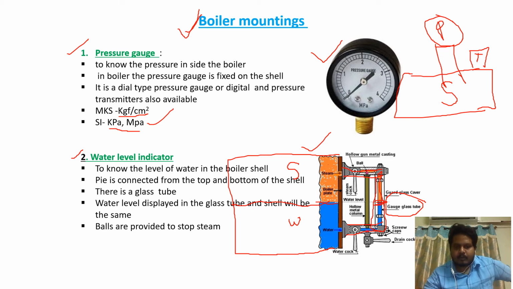Moreover, sometimes this glass tube may break. When the glass tube breaks, the steam will come out through the pipe. To avoid this problem, they fix some steel balls inside the pipe. The use of the steel balls is that when the glass breaks, they stop the flow of the steam and water.